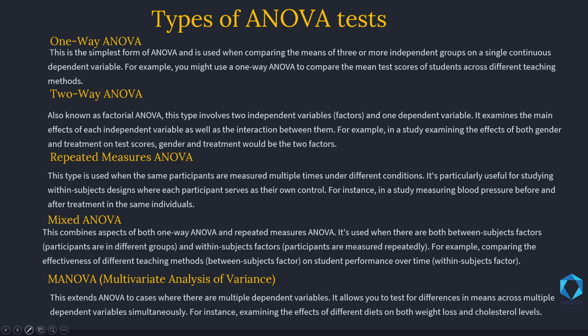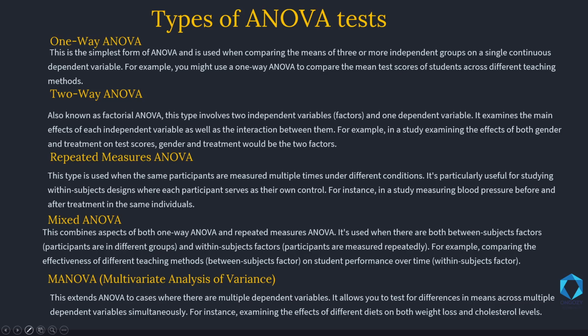Then there is mixed ANOVA. This combines aspects of both one-way ANOVA and repeated measures ANOVA. It is used when there are both between-subject factors, that is, participants are in different groups, and within-subject factors, participants are measured repeatedly. For example, comparing the effectiveness of different teaching methods, between-subject factors, on students' performance over time, that is within-subject factors.